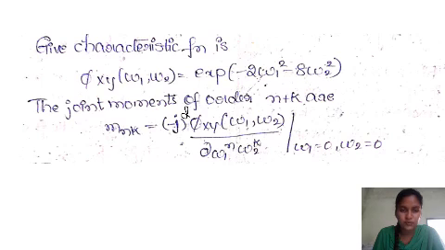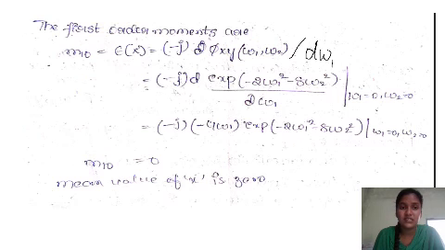From the fourth property, the joint moments of order n plus k are m_nk equals minus j to the power n plus k, ∂^(n+k) by ∂ω1^n ∂ω2^k of Φxy(ω1, ω2), where ω1 and ω2 are equal to 0. Firstly, the first order moment m10 is equal to the expectation of x, that is equal to minus j ∂ by ∂ω1 of Φxy(ω1, ω2).